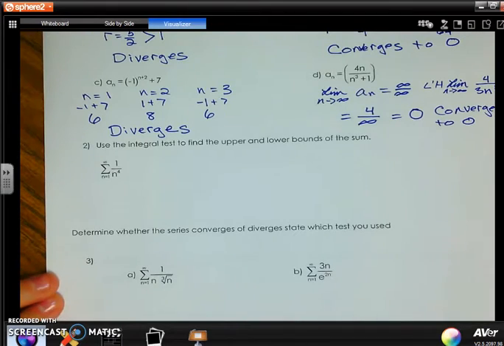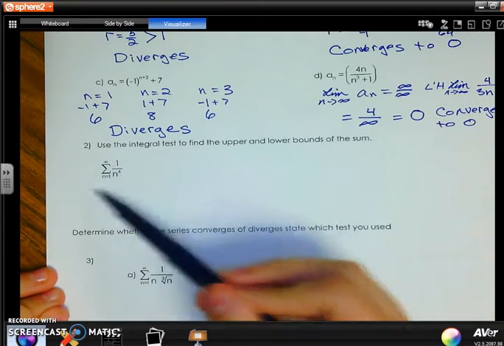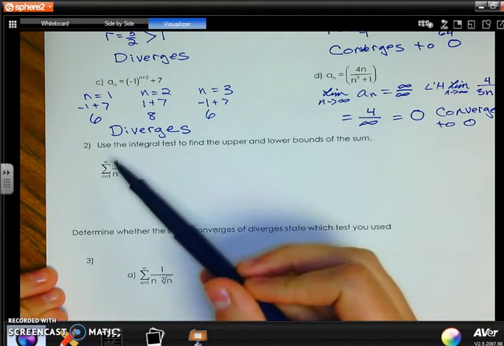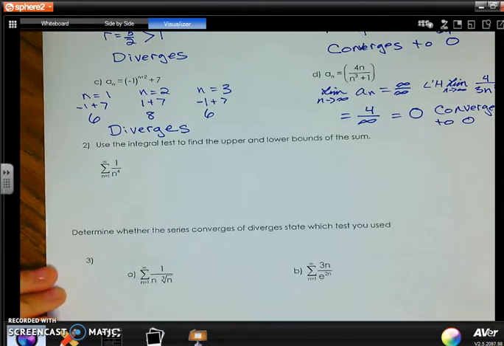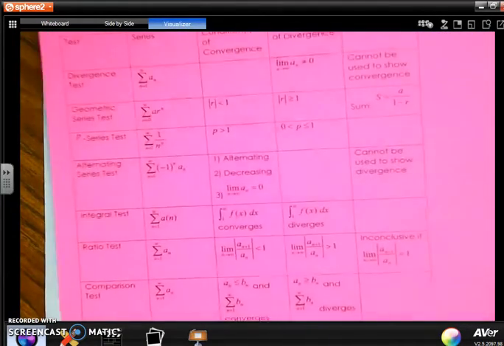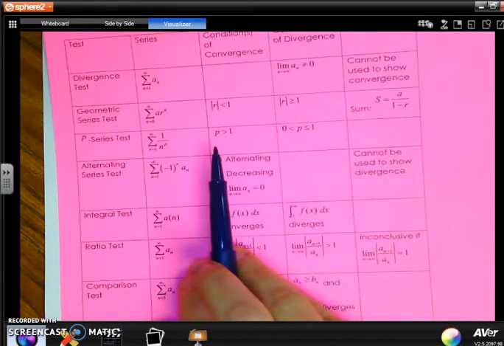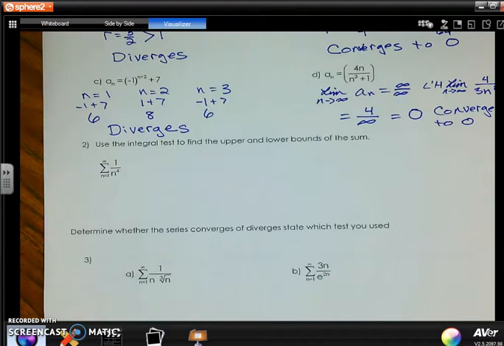Okay, next up it says use the integral test to find the upper and lower bounds of the sum. If I was doing this and it didn't have these directions, I would say, oh, this converges by p series, okay? This is 1 over n raised to a power. That power is 4. And we know from our pink sheet that a p series converges if p is greater than 1. So this converges by p series, but the kind of bad thing about p series is, sure, you could tell that it converges, but it doesn't tell you what it converges to.